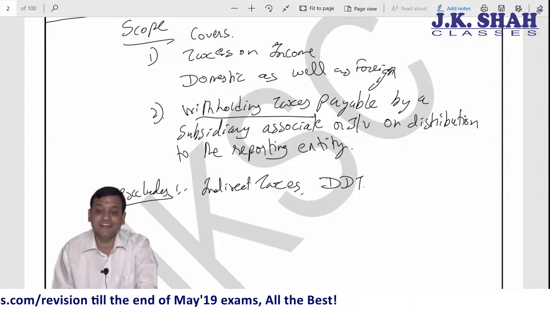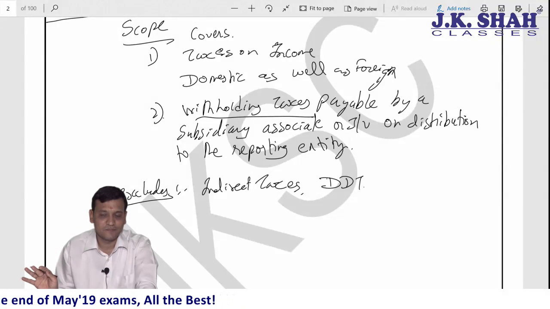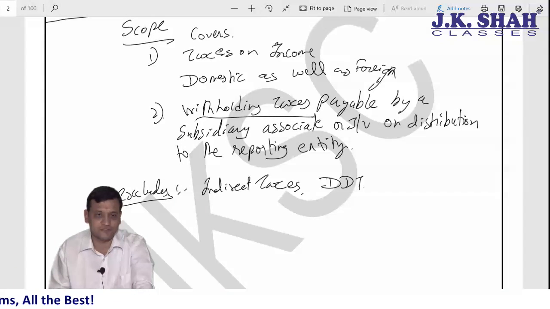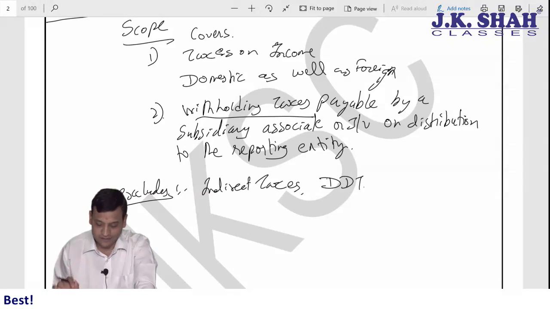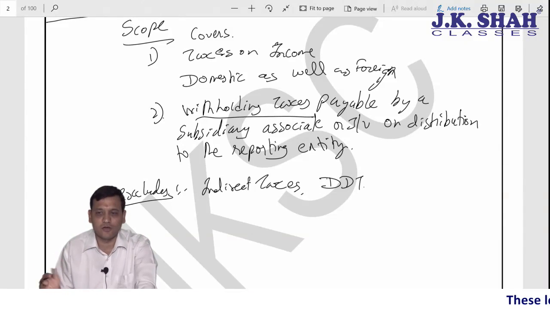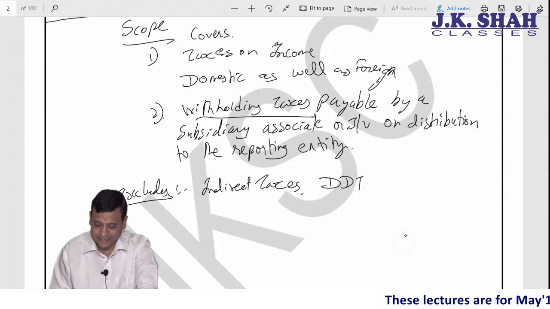What is not covered is DDT. Subsidiary pays DDT, that is not covered. But if the subsidiary has paid tax, withholding tax, TDS kind of stuff, then that is getting covered in this standard. So basically on income. Earlier we used to say wealth tax, but now the concept of wealth tax is also not there. So not to write, but it excludes indirect taxes, DDT and so on.